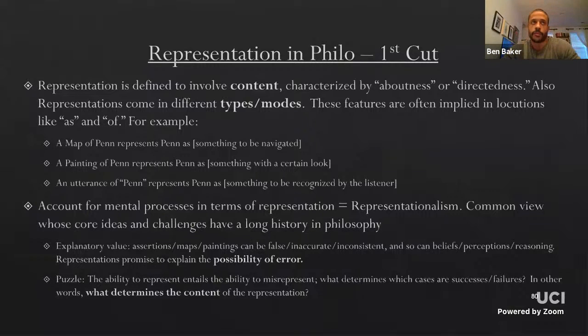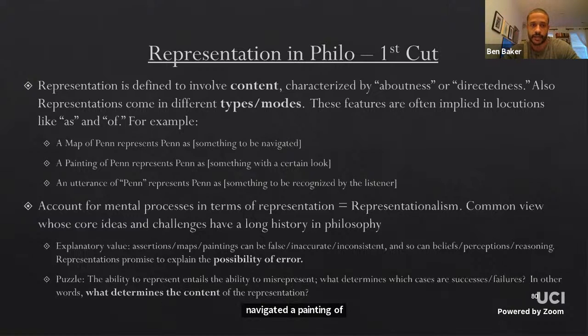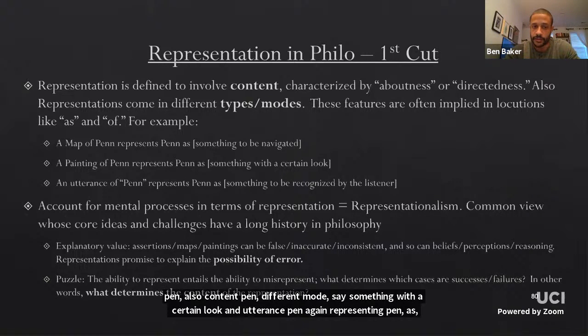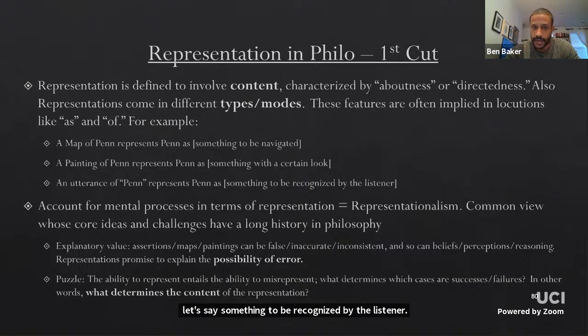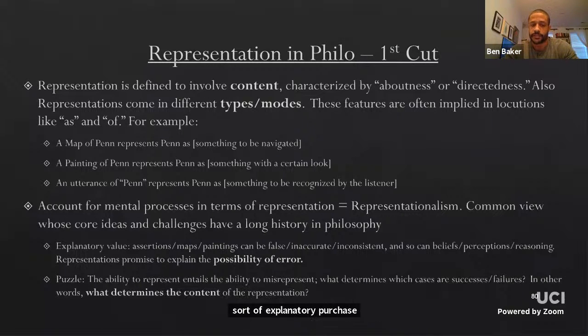The general approach in philosophy of trying to account for mental stuff, beliefs, desires, intentions, in terms of representations is known as representationalism, and this has a long history in philosophy. The explanatory purchase you're supposed to get is that representations of various kinds can be false, they can have errors, they can be inaccurate, like a map can be inaccurate, they can fail to cohere together. And these are things that we think mental states do. They can be inaccurate, you can exhibit flaws in reasoning. So representationalism is supposed to be a route to explaining the possibility of error.